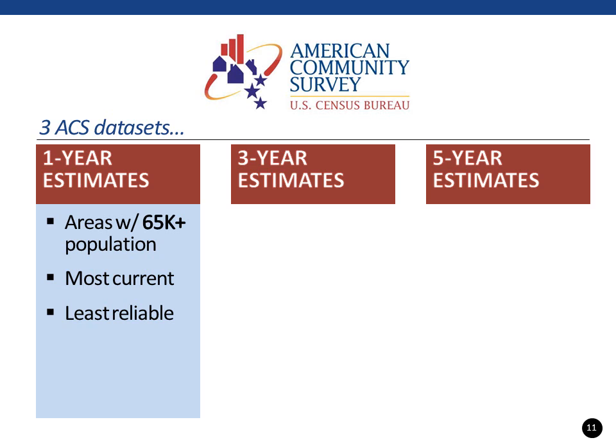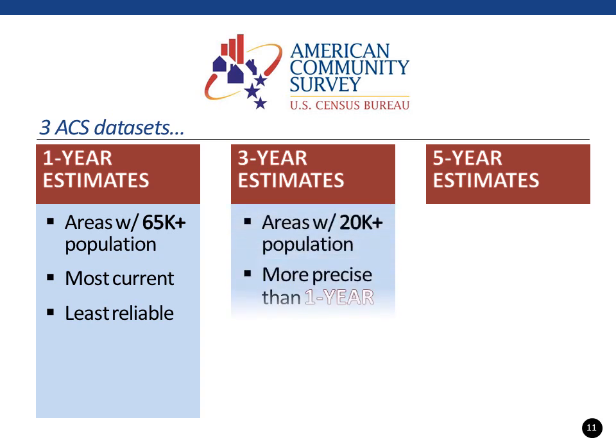While this data is the most current, it's based on only 1 year of data, affording a higher margin of error than for the 3- and 5-year datasets. Areas with a population of 20,000 or more are covered in the ACS 3-year estimates. This data represents the middle ground relative to data accuracy and currency.